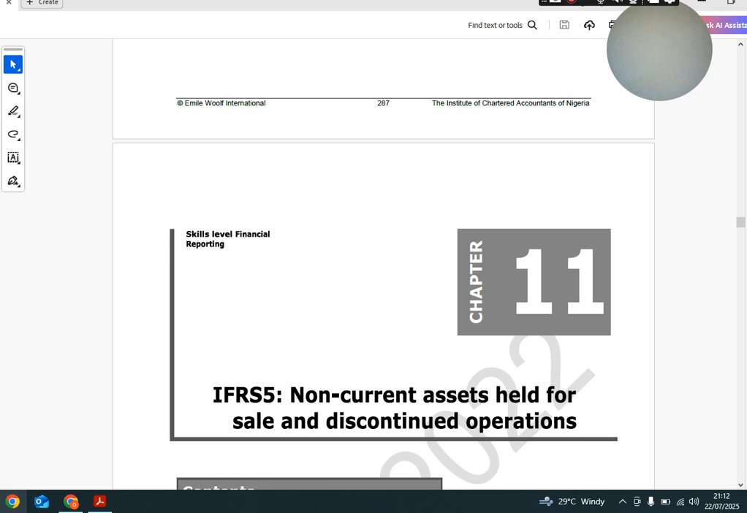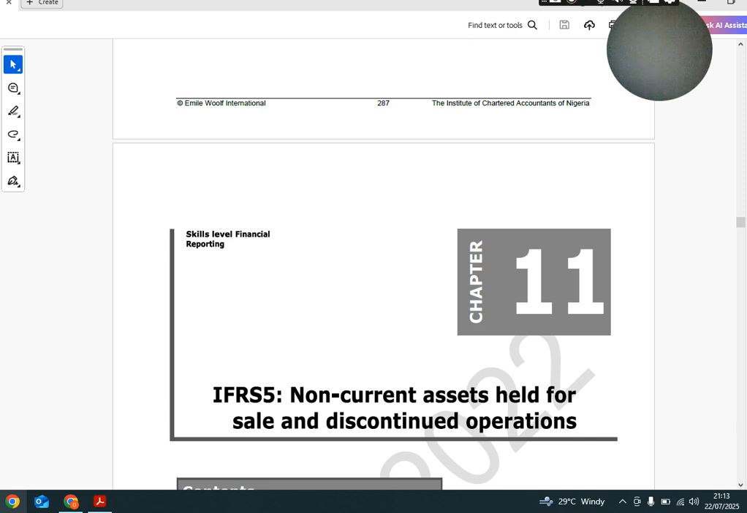So, today we want to briefly look at a standard. I believe we have treated borrowing cost. That's IAS 23. We also did part of IAS 16, which is PPE. So I expect us to go and read further on that. We don't have much time again. We have a lot of work to do.